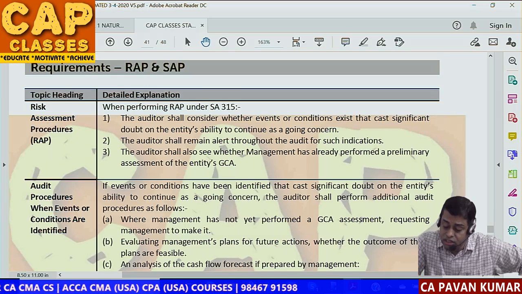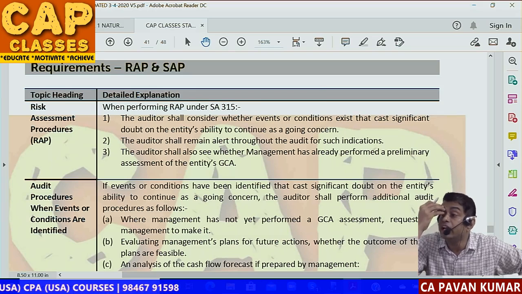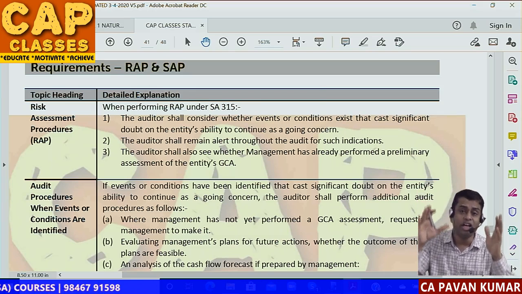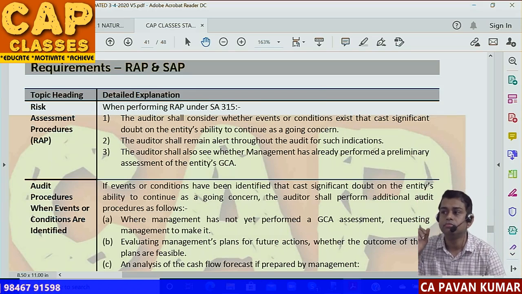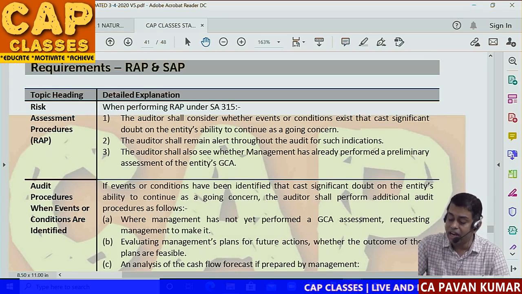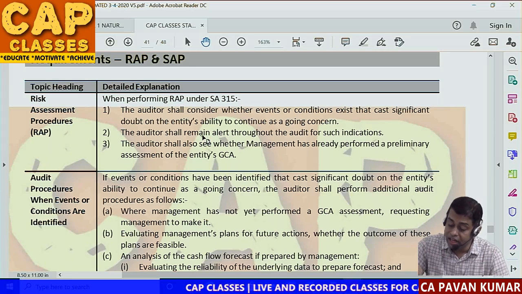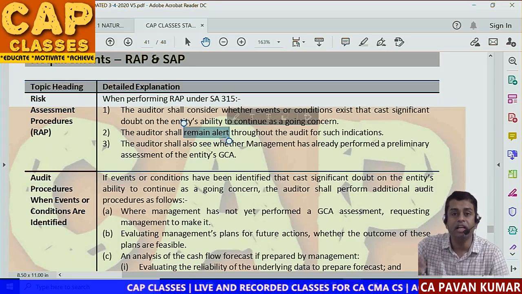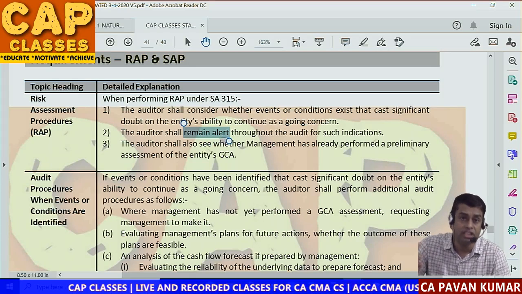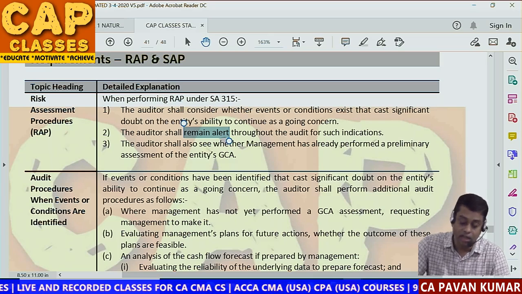So look here. Risk assessment procedures. When performing RAP under SA 315, in our batch, how many times did we discuss this 315? At least 20-25 times it came. Isn't it? So the auditor shall consider whether events or conditions exist that cast significant doubt on the entity's ability to continue as a going concern. Normal point. The auditor shall remain alert. How many times did we discuss this? Remain alert, be vigilant, professional skepticism throughout the audit for such indicators.